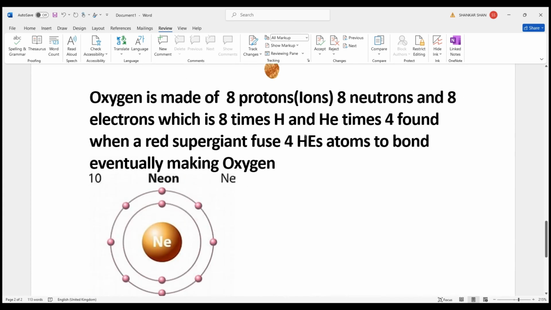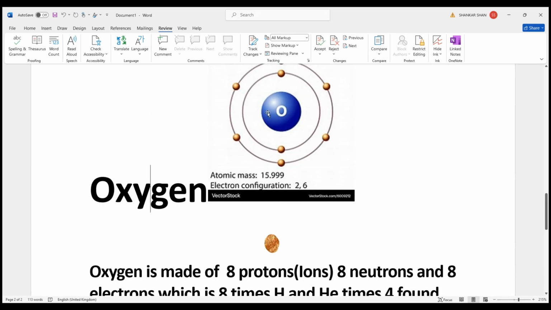Now what's that used for? When you know a red supergiant star, they come from massive main sequence stars and swell up to a red supergiant, and they fuse 4 helium atoms to bond, eventually making oxygen. And if you times that by 2, that makes dioxygen. Some people think oxygen is O2 because they think one oxygen doesn't mean they have 2 starts, so O times 2 equals O2.